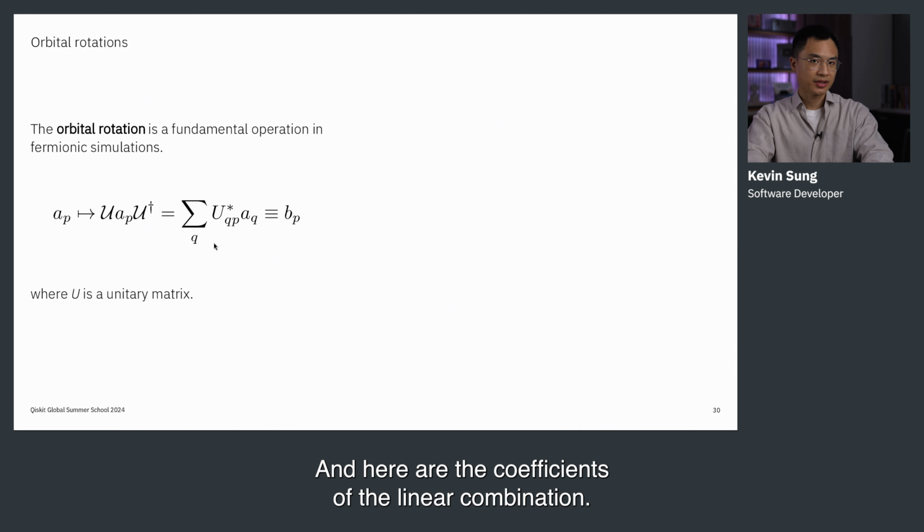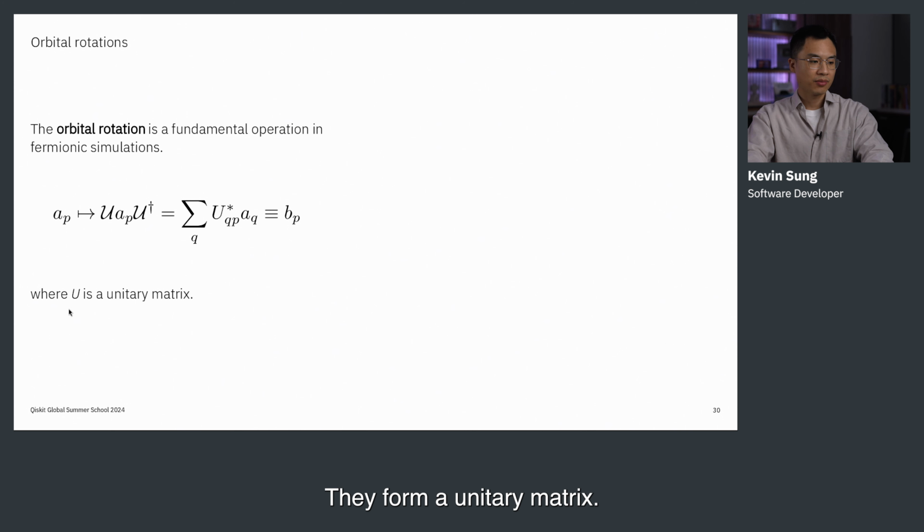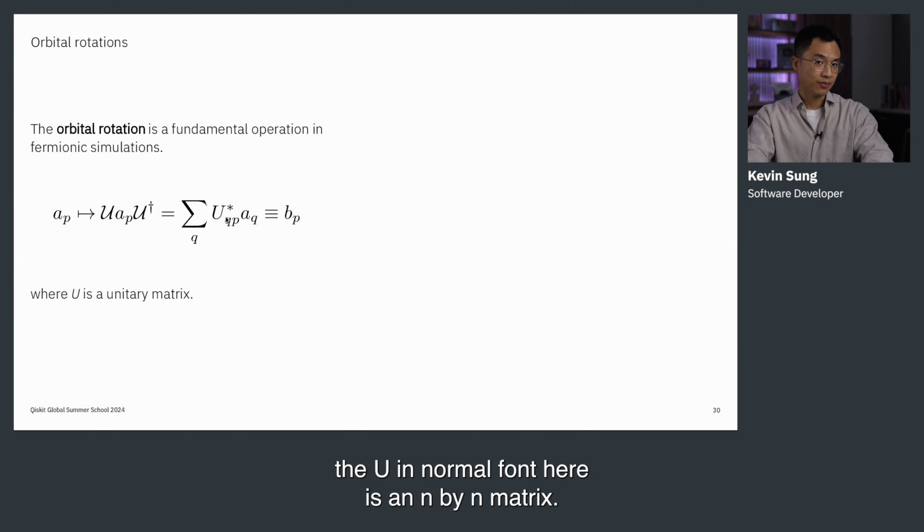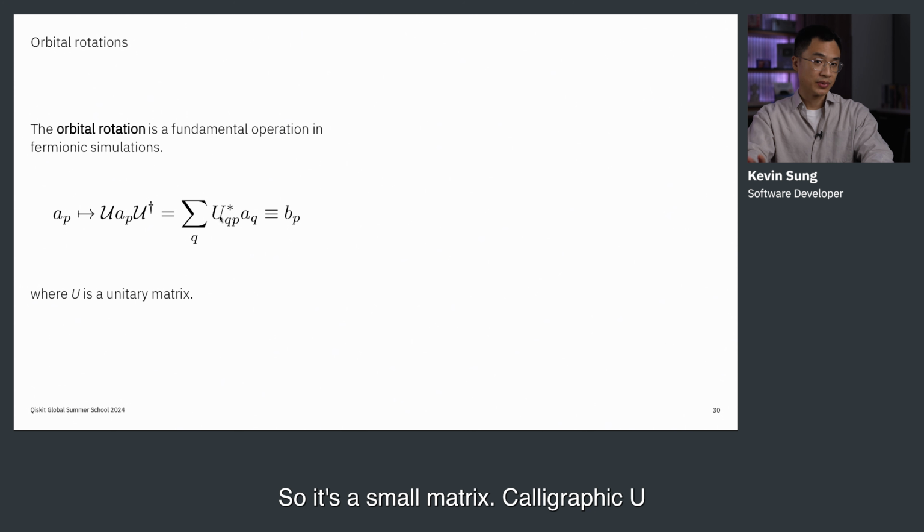And here the coefficients of the linear combination form a unitary matrix. And here, I'd like you to notice that the U in normal font here is an n by n matrix. So it's a small matrix. Calligraphic U here is 2^n by 2^n. It's a big matrix. So we have a small matrix, and that describes a big matrix.